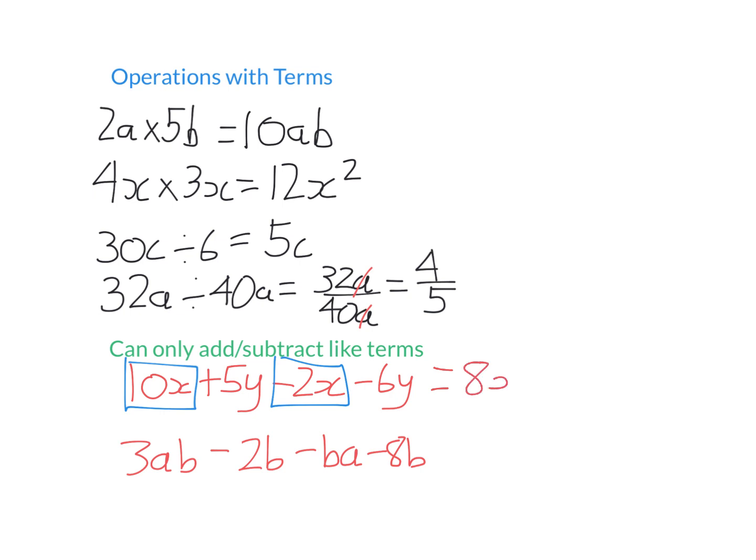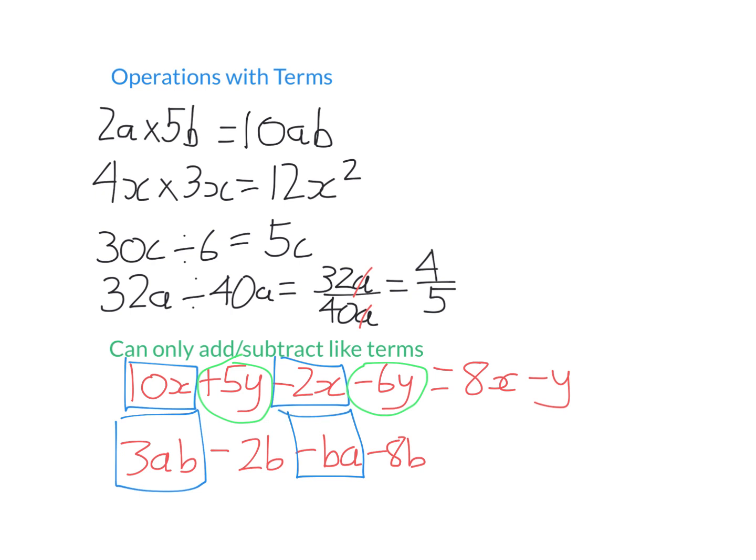Now, the other two terms we have, positive 5y and -6y, they're like terms. So 5y minus 6y is just -1y. So the final answer is 8x minus y. I can't simplify these terms anymore because they are not like terms. So let's try this one here. So 3ab and -ba, it turns out these two are like terms.